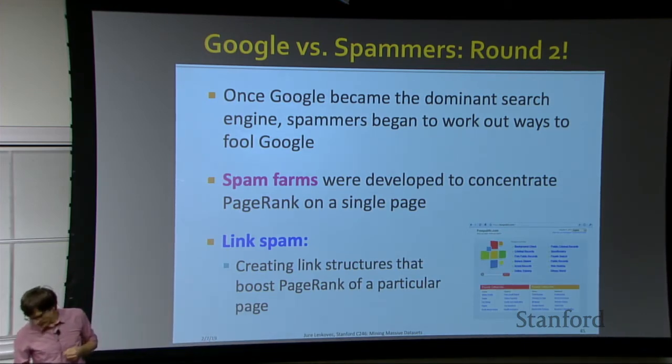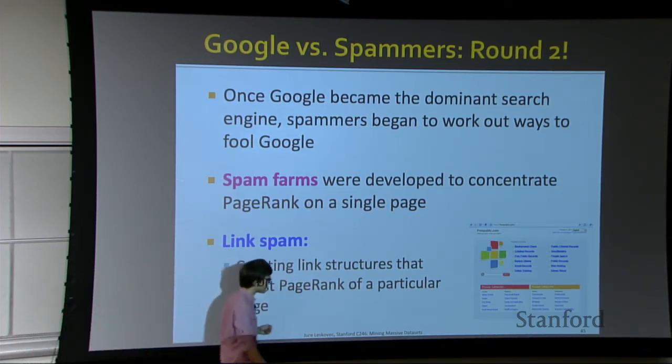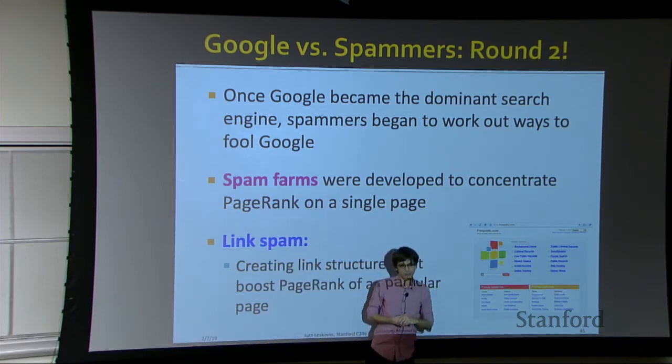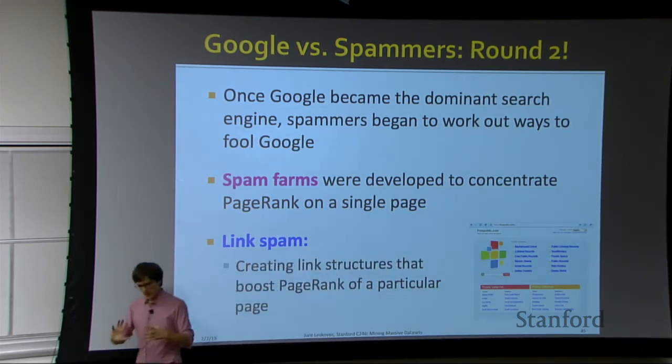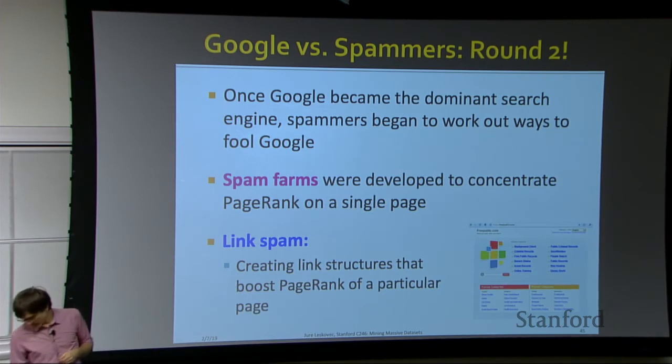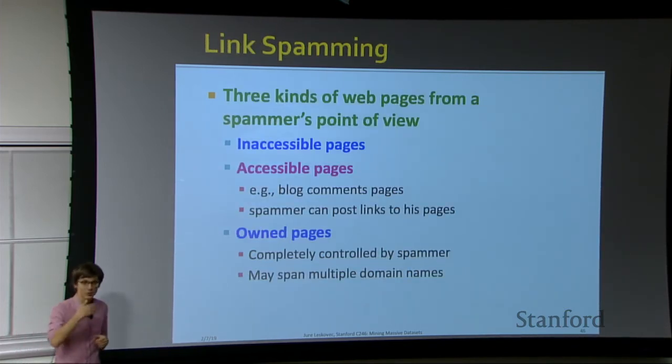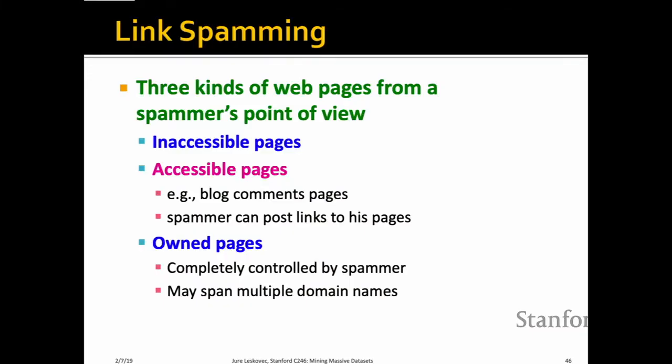Okay? So what I want to do now is some calculations. How would you create a spam farm? What kind of topology do you want to create for the spam farm? And then we'll talk about how you detect a spam farm. Okay? So from the web spammer's point of view, there are three types of pages. There are pages that are called inaccessible, and these are pages that the web spammer does not have access to.